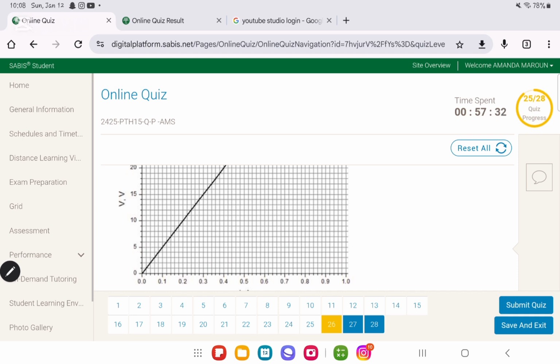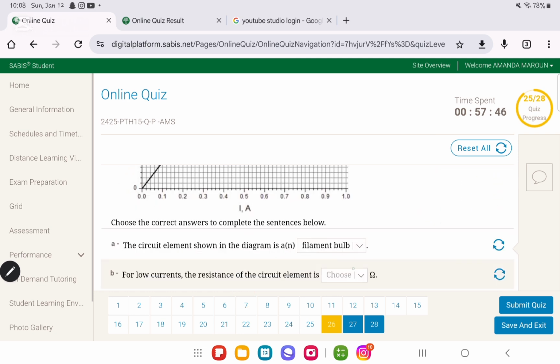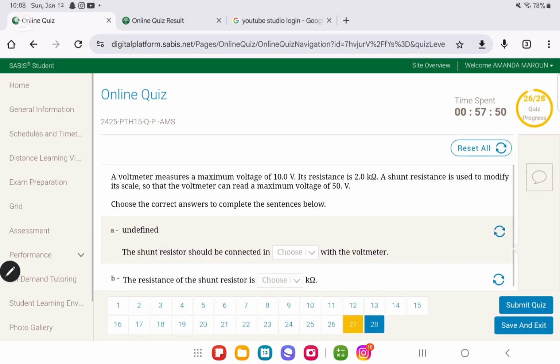So they said for low current, so let's take anything random. At 0.2, we have 10. So the voltage, which is 10, divided by the current, which is 0.2, will give us an answer of 50. So for low currents, the resistance is then 50 ohms. Moving on to question number 27.